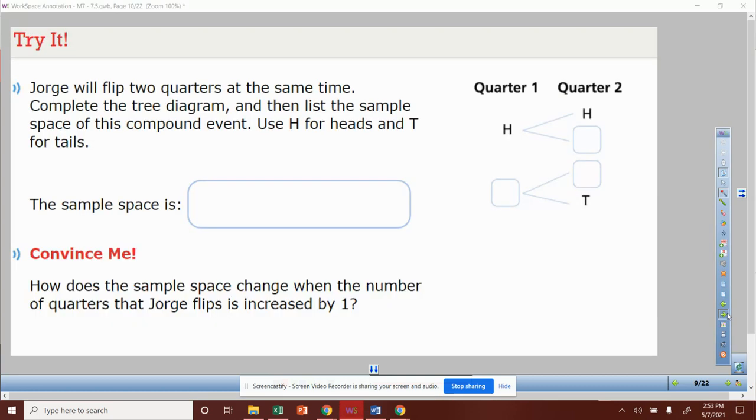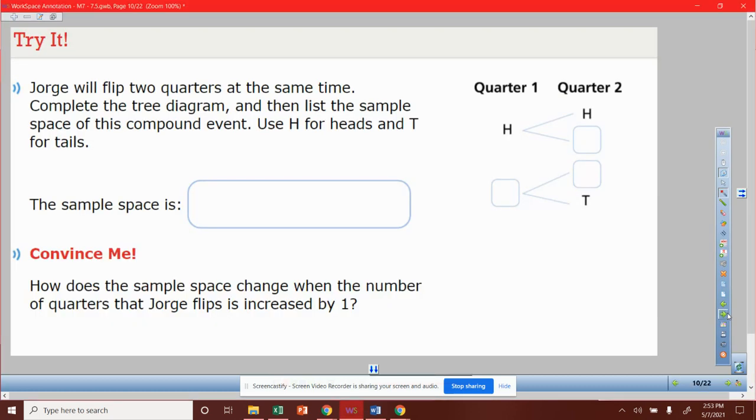All right, here's try number one. So Jorge will flip two quarters at the same time, complete a tree diagram, and then list the sample space of this compound event. Use H for heads and T for tails. So the sample space is what combinations you get at the end.